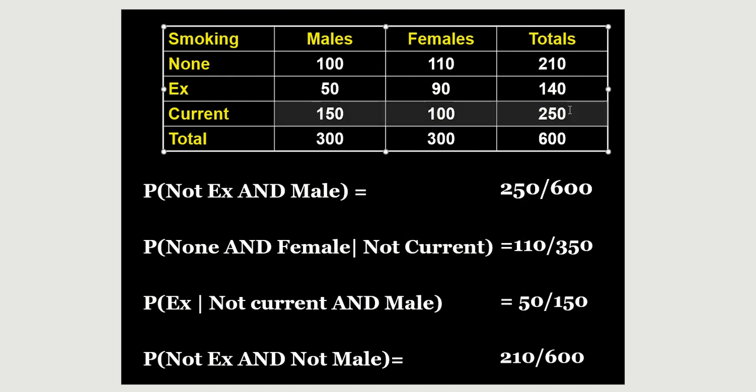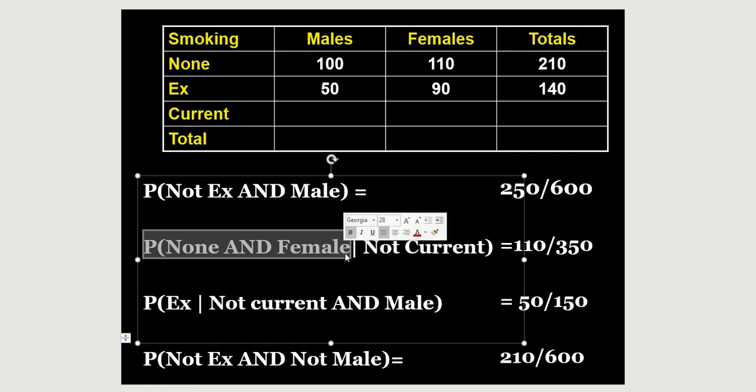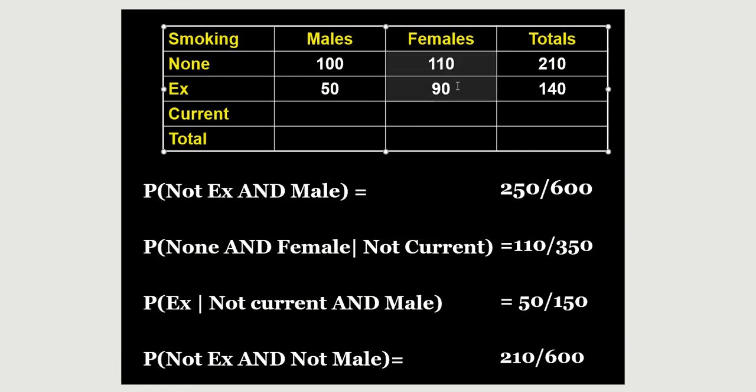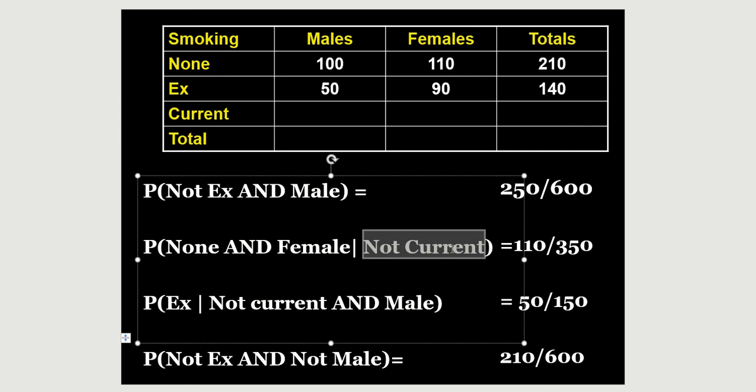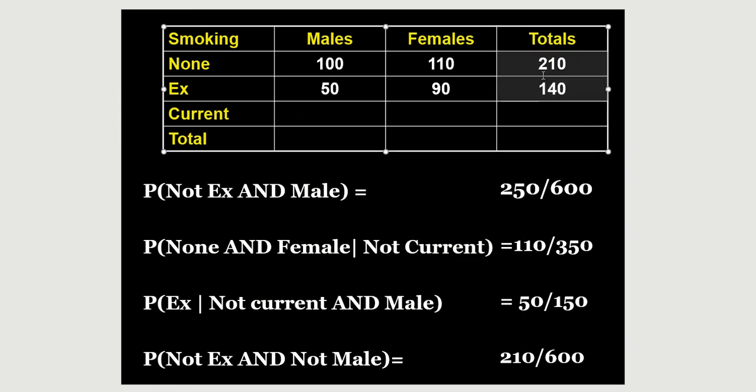So we delete the current, and at the same time we delete the totals, not to make a mistake. And now I look at the probability. The probability says none and female. Yani those who are female and non-smoker. Those are the females. Those are the non-smoker. They intersect in this cell, which is 110. So the 110 are my successes, and you're going to divide them by the total. Which total? Whatever is left out by your condition, which is 350. So 110 over 350.